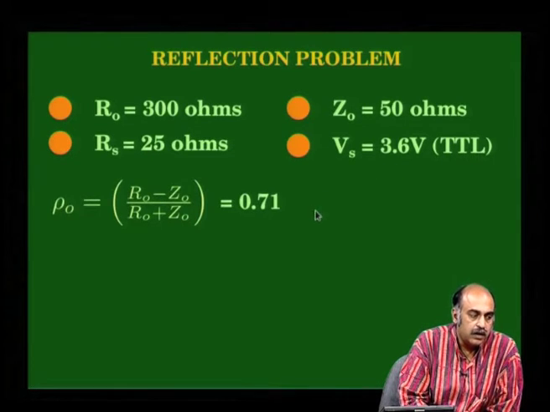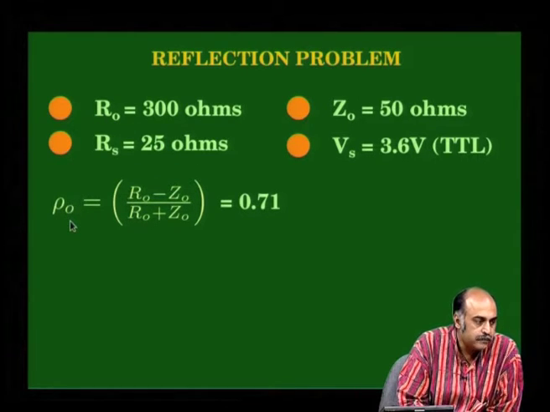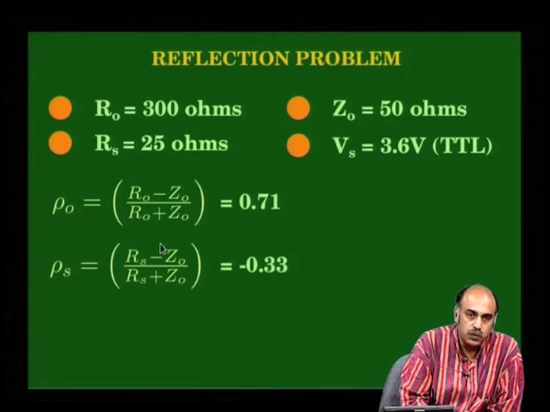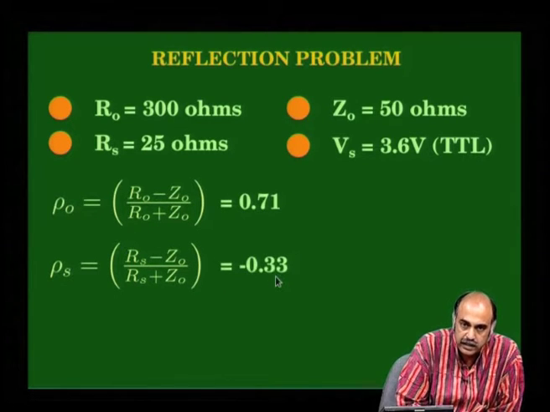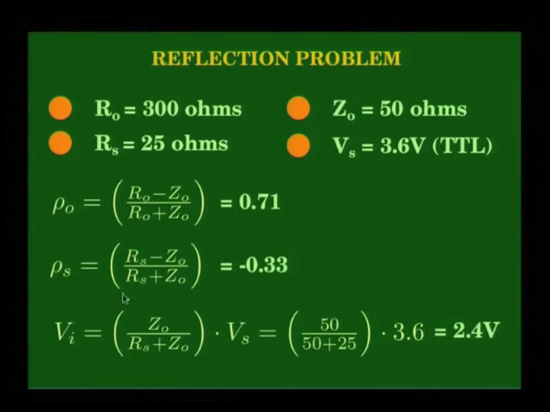And if you use these values and calculate the reflection coefficient on the output side, you will get the reflection coefficient to be 0.71 for these values. And on the source side, Rs being less than Z naught, you will get a negative value, minus 0.33, as the reflection coefficient. Then Vi is nothing but Z naught divided by Rs plus Z naught, the attenuation ratio, into Vs, which is nothing but 2.4 volts.